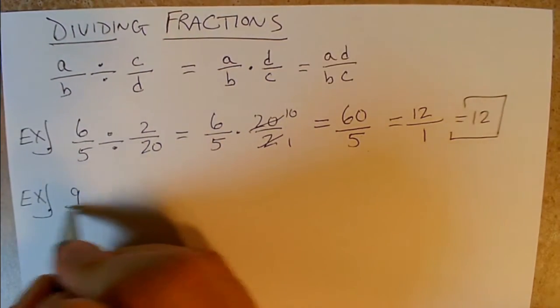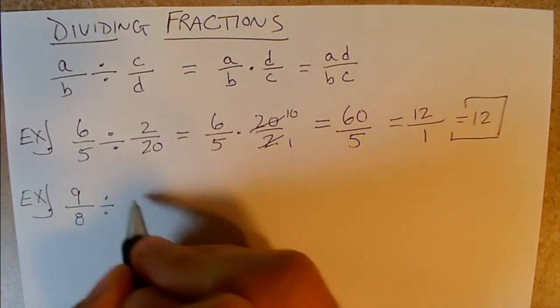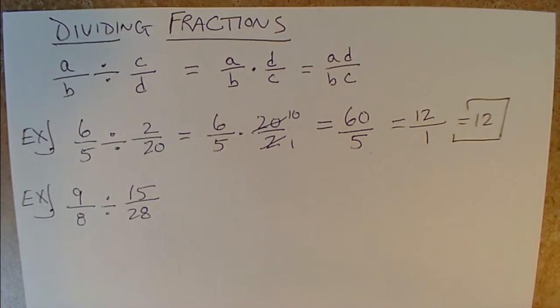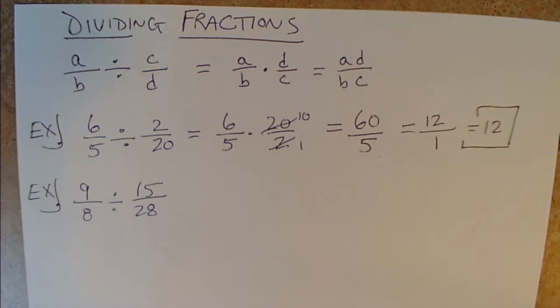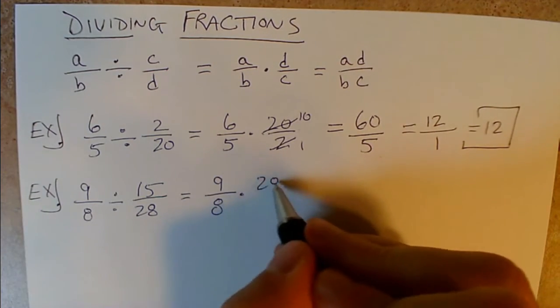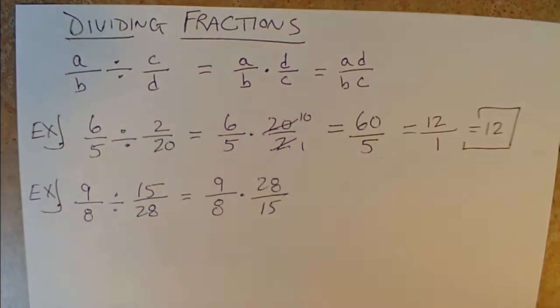All right, let's look at another example. Let's look at 9 over 8 divided by 15 over 28. It's a division problem, so I need to flip that second fraction upside down and turn this into a multiplication problem. Now, I don't want to have to start worrying about multiplying 8 and 15 and 9 and 28. Those are big numbers, so let's make things easy on ourselves.